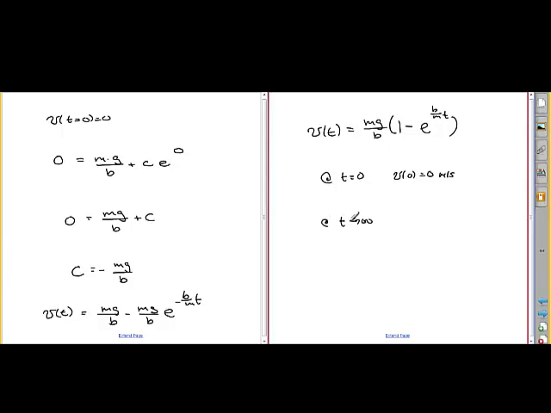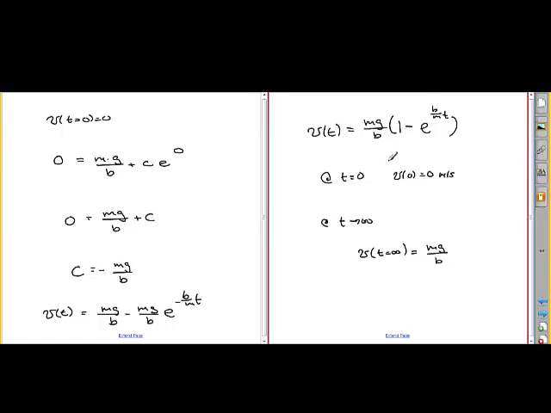As you let t go to infinity, this term goes to 0, and so v at t equals infinity, which I guess is really not entirely kosher, is equal to mg over b.